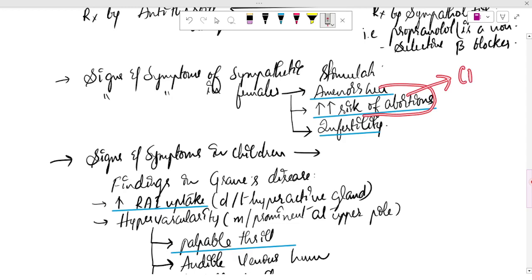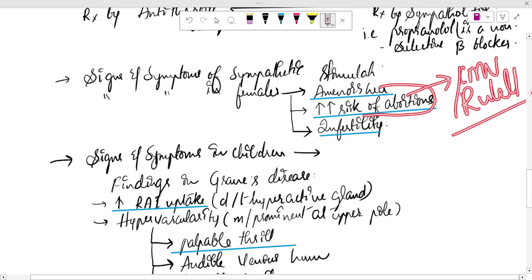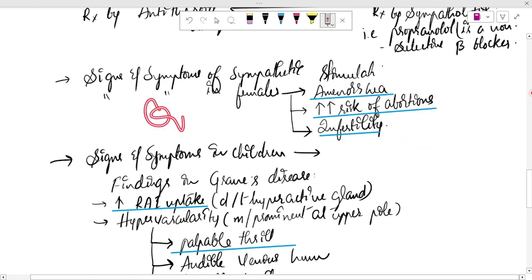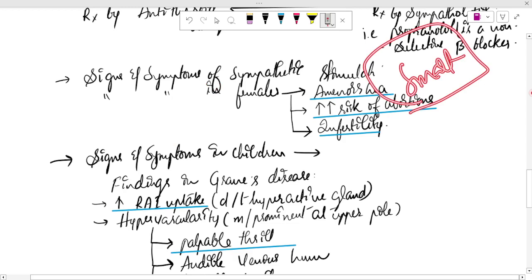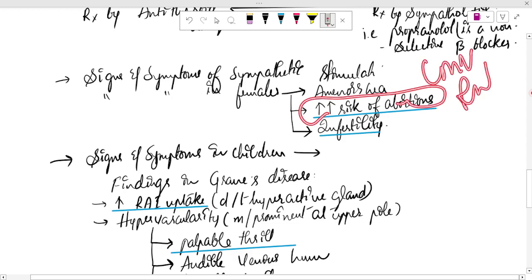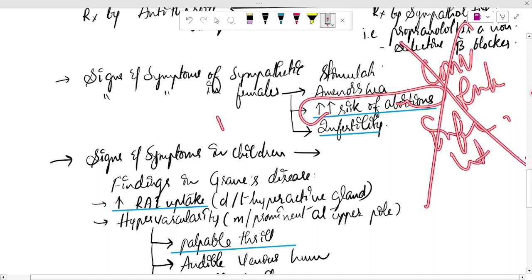Don't blindly go for CMV, rubella. Don't think examiners will give this much simple options. You might even have thyroid anomalies also. So please read the question carefully. Don't try to be smart in front of the examiner. Don't think increased risk of abortion is only CMV, rubella or other infections or any uterine anomalies. No, even thyroid will cause increased risk of abortion.